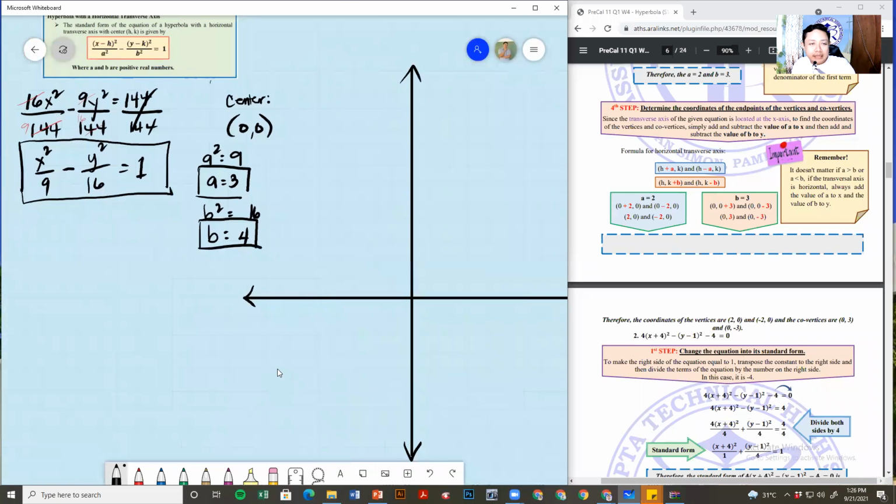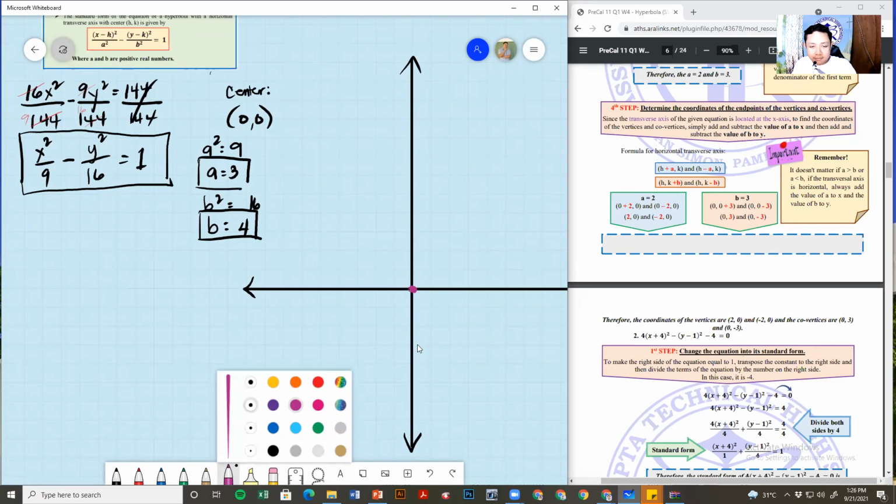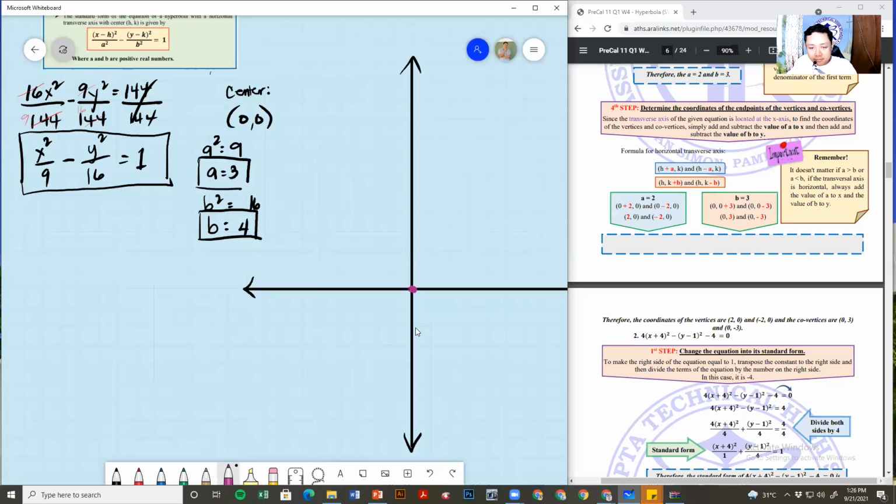Okay, so let's now graph our center. Our center is at 0, 0. So let me graph it. It's here. That's 0, 0. Let me make it a little thicker. So this is 0, 0. Okay. And we also have from here, remember your A is with X. Therefore, where should I step from?